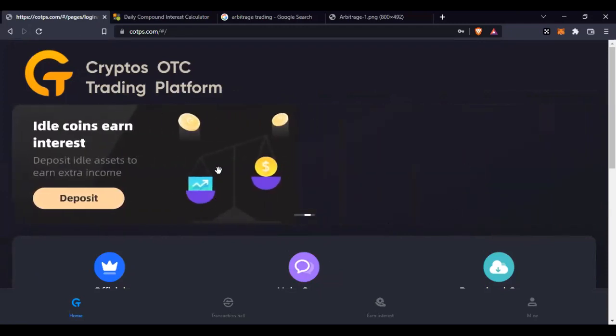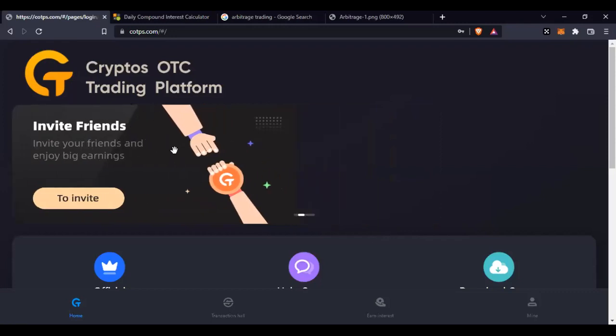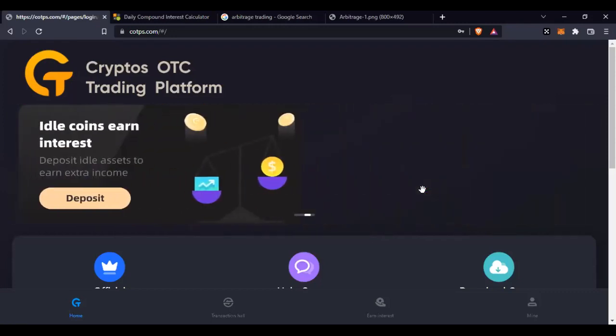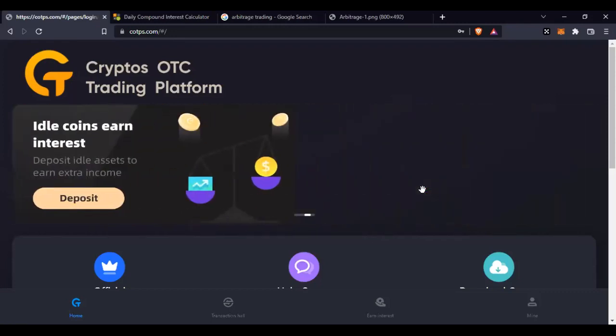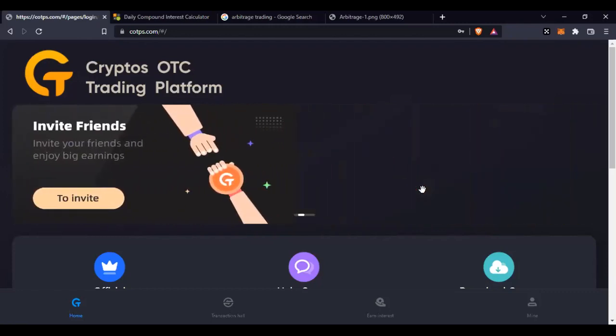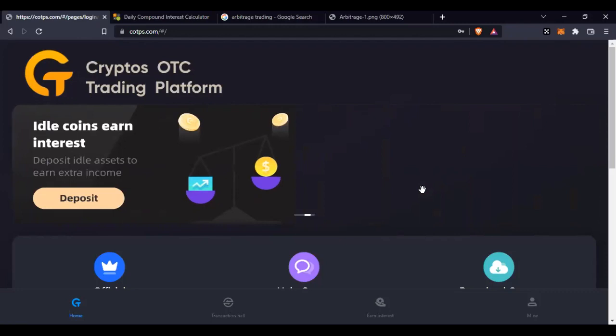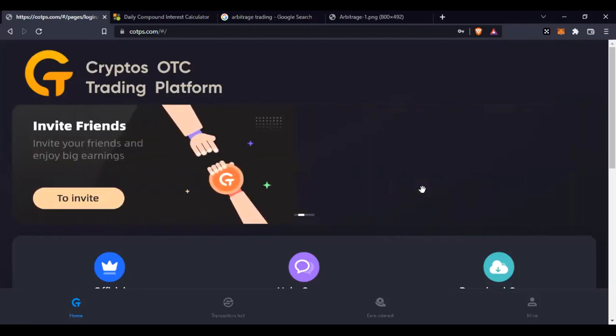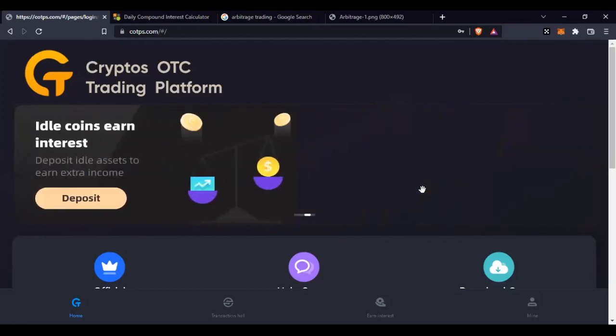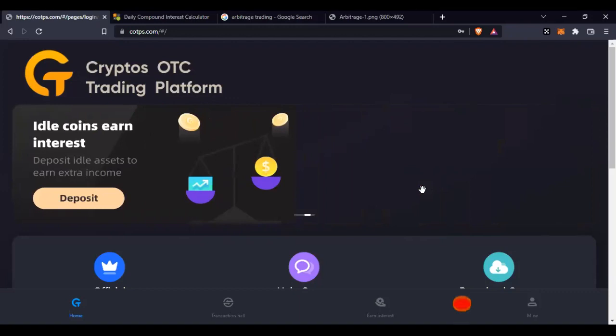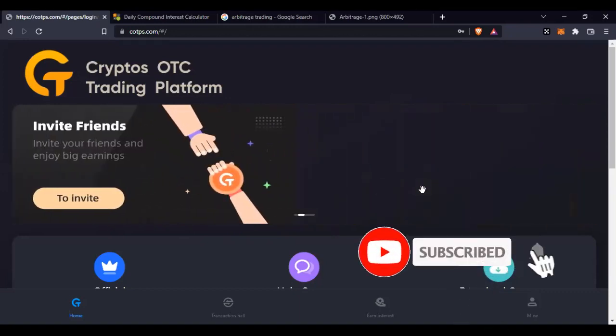How this platform works is that it enables you to trade USDT by buying from a different country at a low price and then selling it in a different country at a higher price in dollars. For instance, you can buy in Nigeria in Nigerian Naira and then sell it in dollars at a higher price and stuff like that. And this is automatically handled for you.